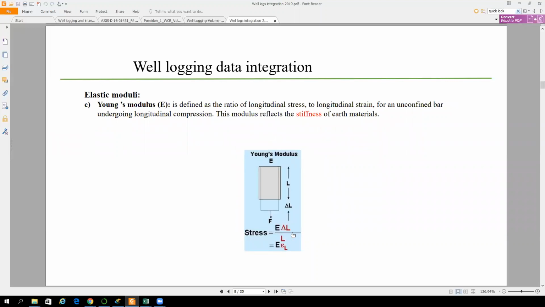The Young modulus is one of the very important elastic moduli. It is defined as the ratio of longitudinal stress to the longitudinal strain for an unconfined bar or material which is undergoing longitudinal compression. So if a material is subject to longitudinal compression, it will be deformed in that direction, and then the ratio between the stress or the force which is causing this deformation and the deformation defines for us the Young modulus. And this reflects the stiffness of the material or the earth materials.